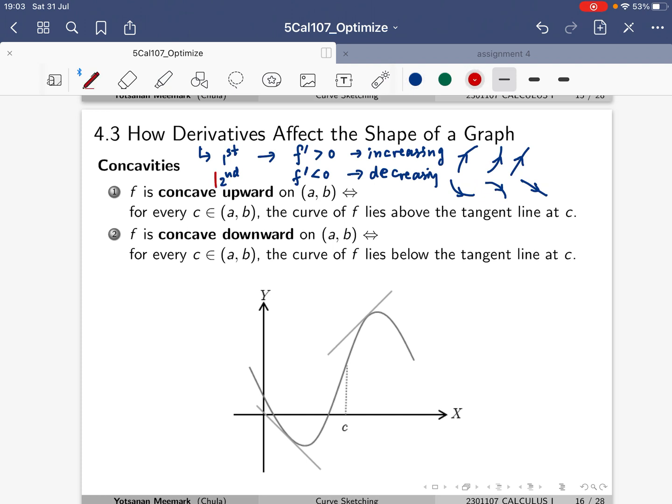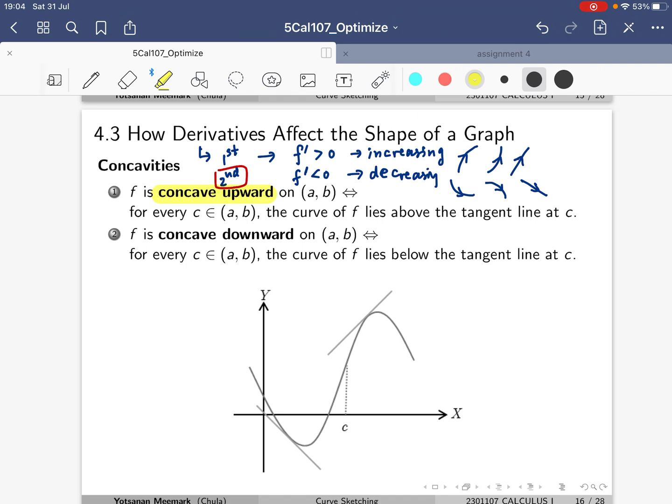Now the second derivative will determine more details on the shape of the graph. The shape of the graph that we are going to consider is the so-called concavity. We have two kinds of concavity. First, we have concave upward.